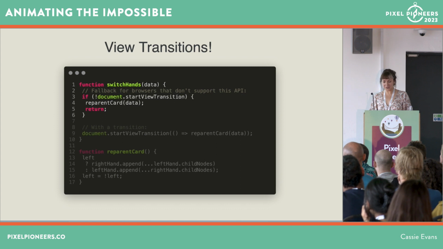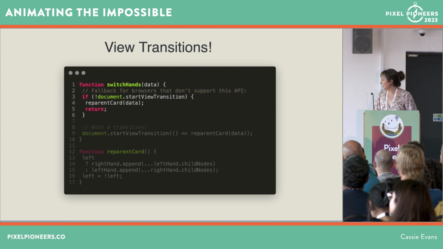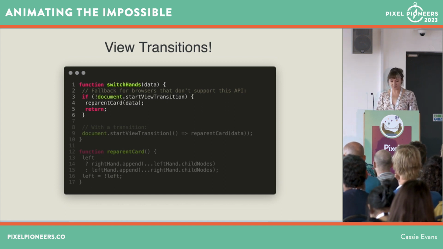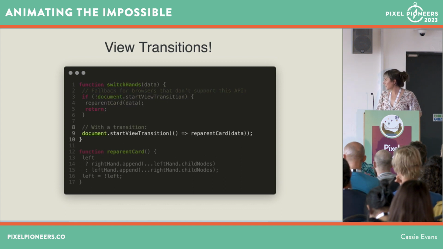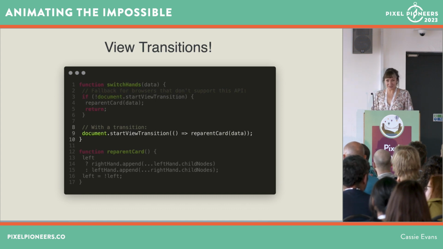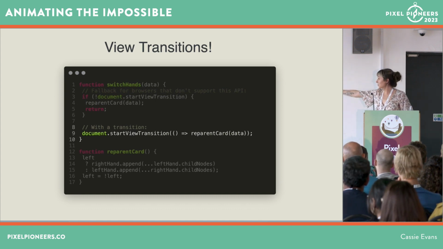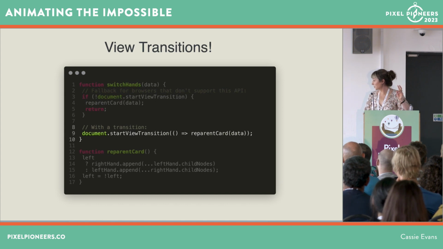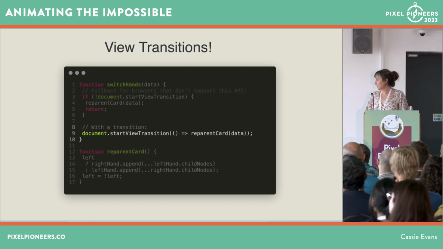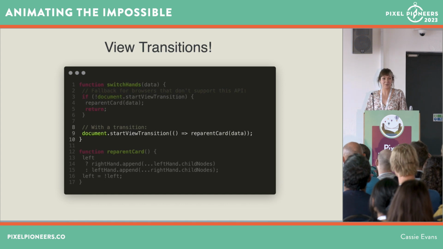So here's some code. Basically, there's a little fallback for browsers that don't support the API, so you could use it as a progressive enhancement. And then you just say startViewTransition, and that's initiating the view transition, and you pass in your data, and then you just do your restructuring. That's the only bit, really. That's just telling the browser that you're going to do a view transition.